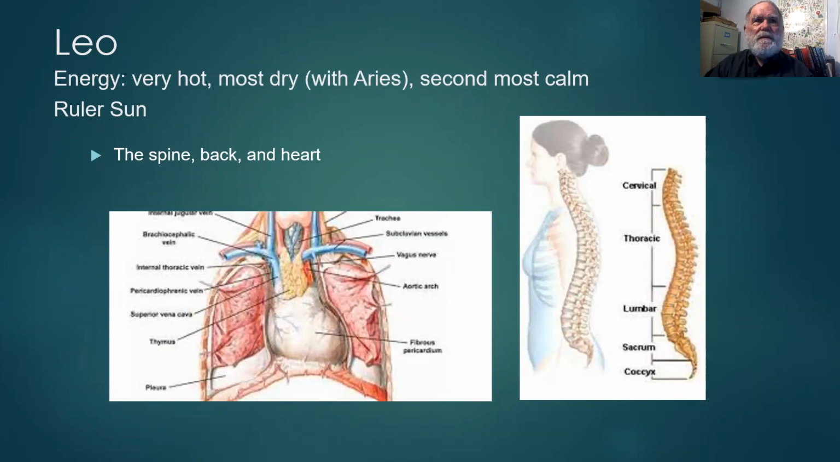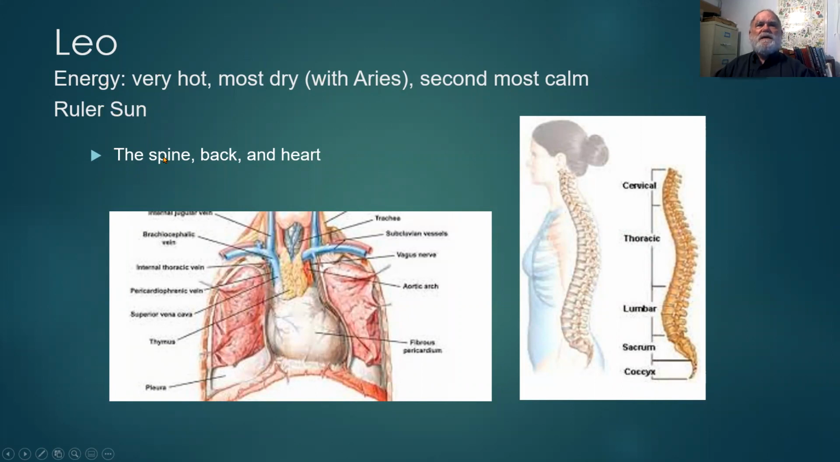All right. We have Leo. The energy is hot. Afflicted planets in Leo might have more heat than if they were afflicted in another zone. So it's the most dry, along with Aries. The ruler is the Sun. So we look to planets in Leo or to the aspects to the Sun.